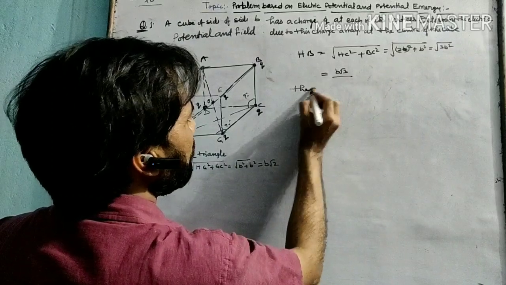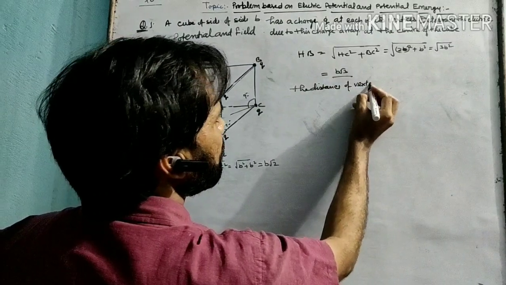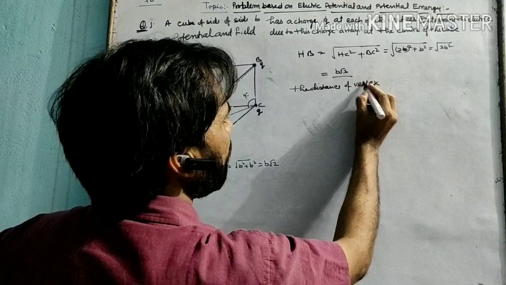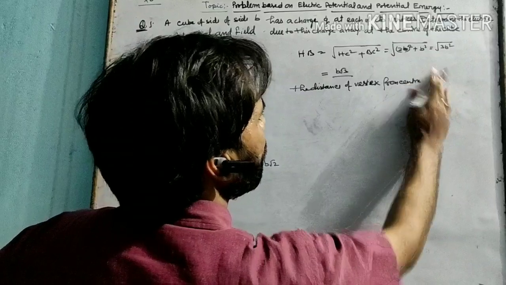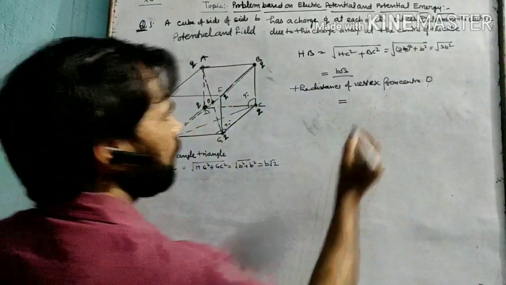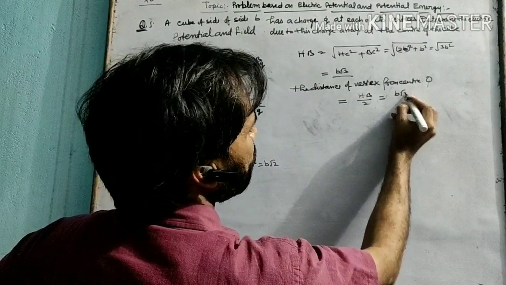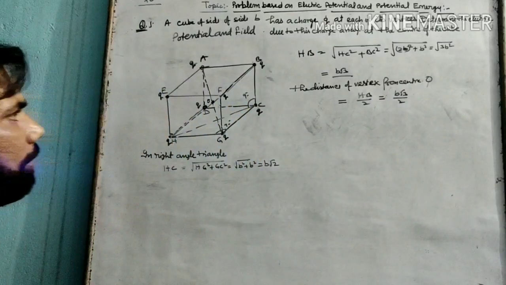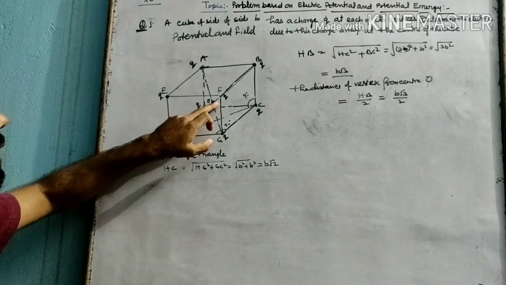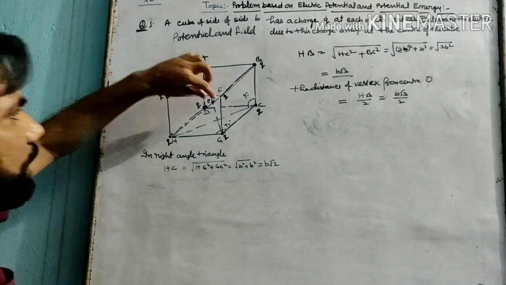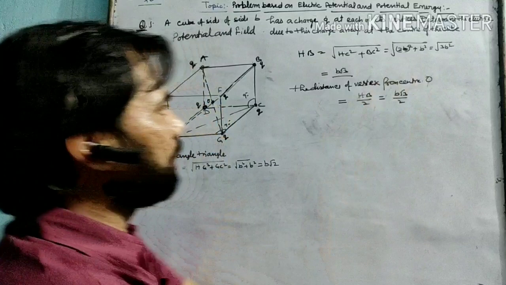So the distance of a vertex from the center O is equal to HB by 2, which is equal to b under root 3 by 2. So we have in the given picture calculated the distance of each point charge from the center of the cube; they are equal, and this distance will be equal to b root 3 by 2.